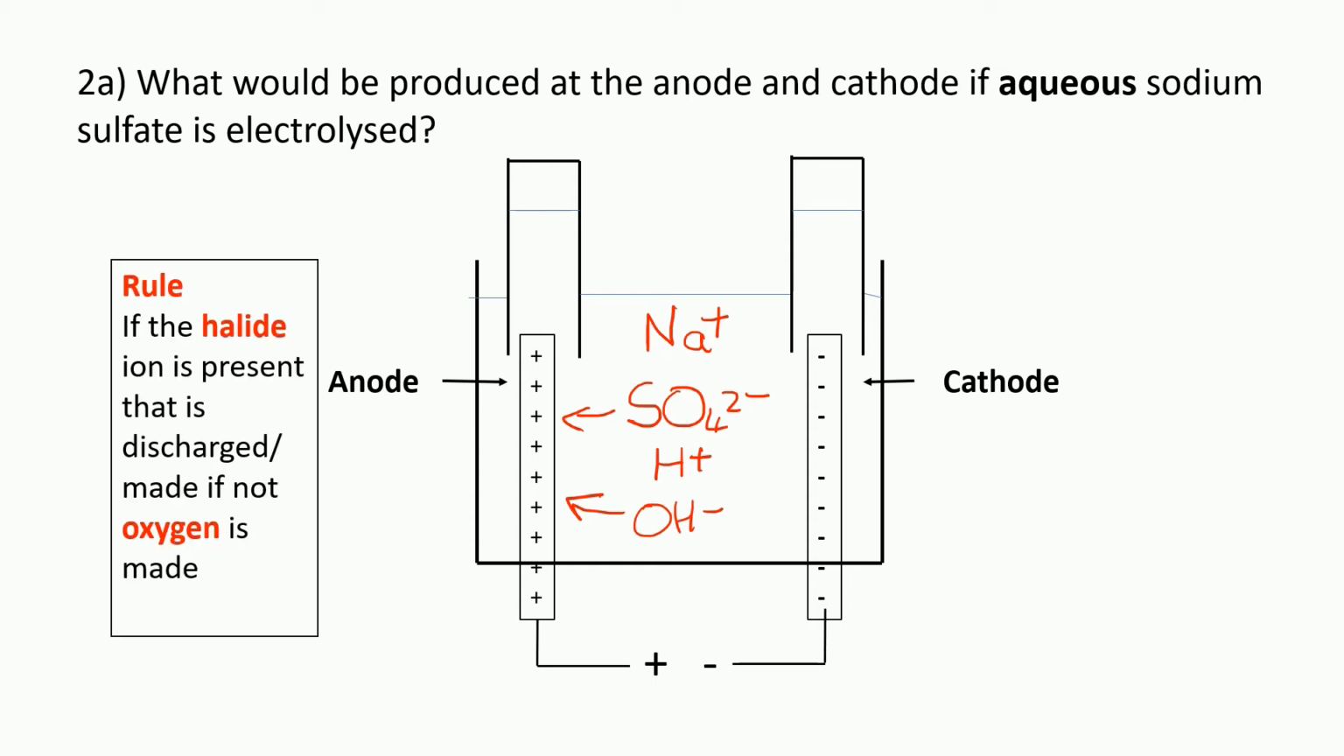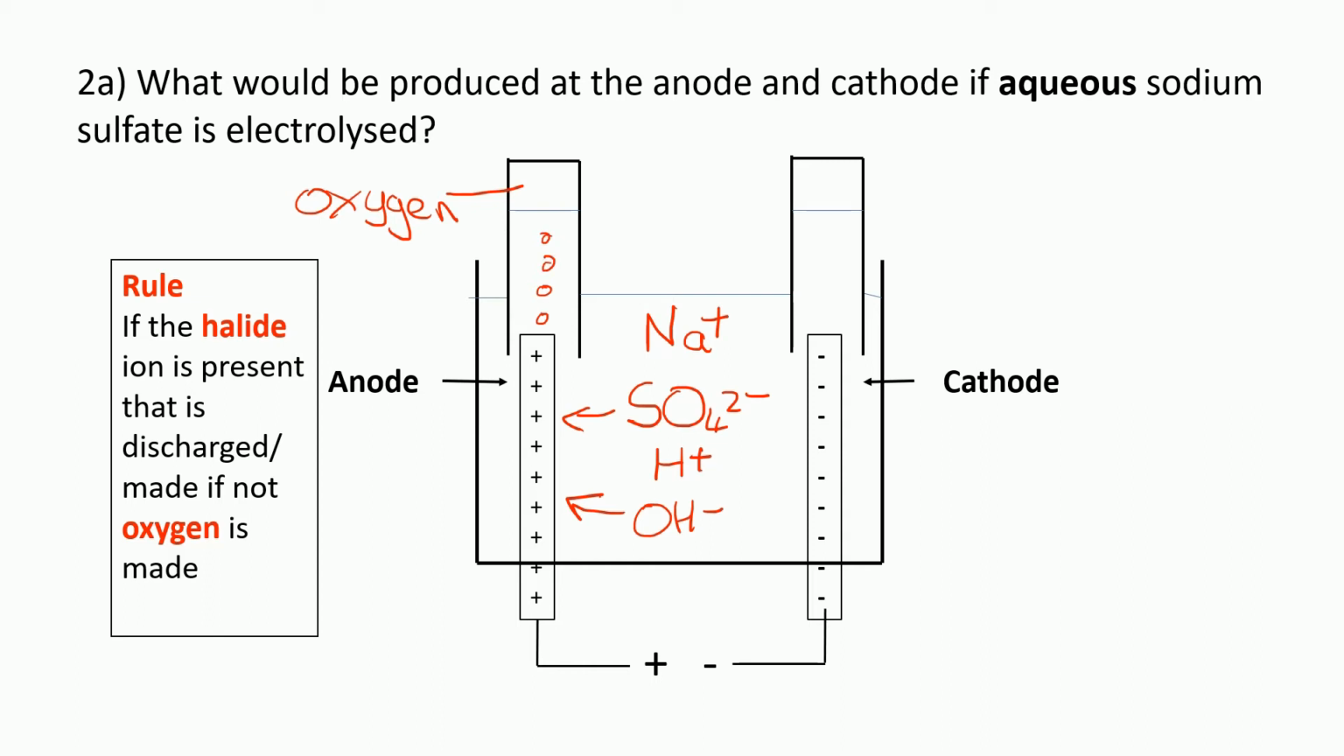If not, oxygen is made. Now in this case, we haven't got a halogen or a halide. We've got sulfate. We haven't got chloride, bromide or iodide. No group 7. So in this case, it will be oxygen that collects at the top of here. So when the electrolysis cell is switched on and running, we'd see bubbles of oxygen going up towards the top of that measuring cylinder or test tube where it will be collecting.